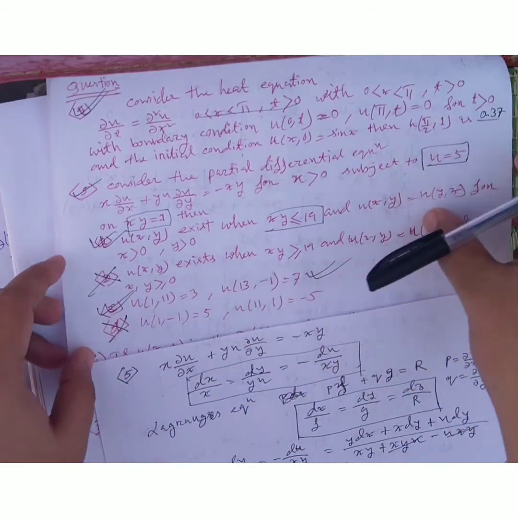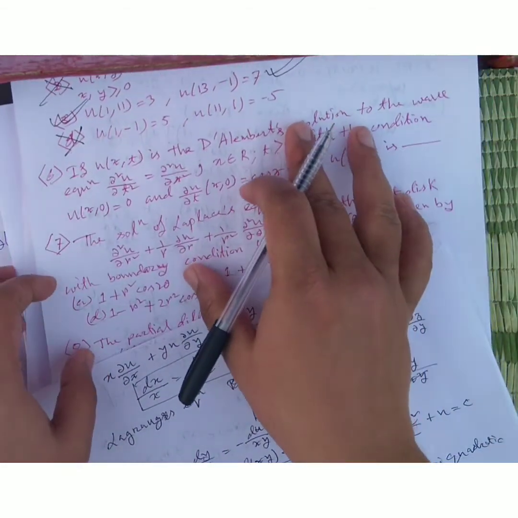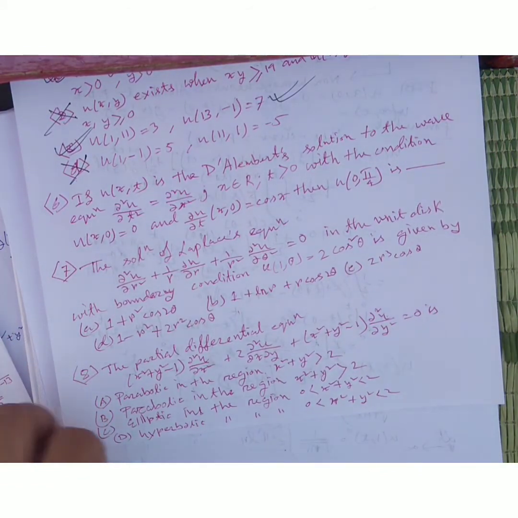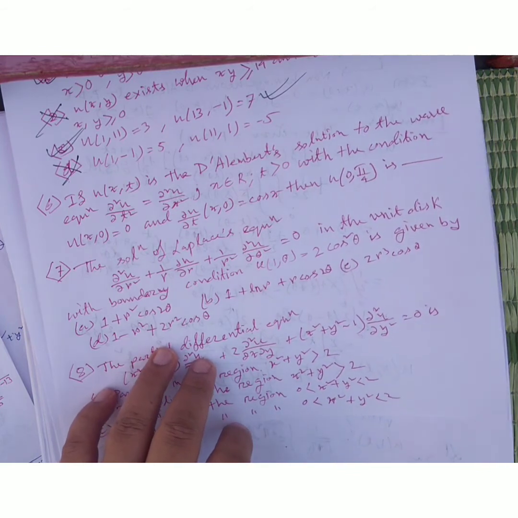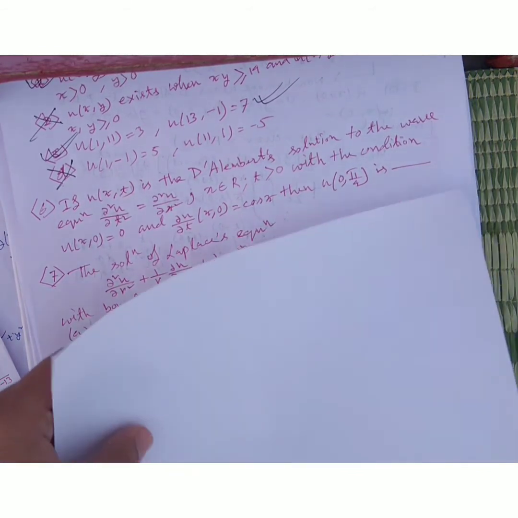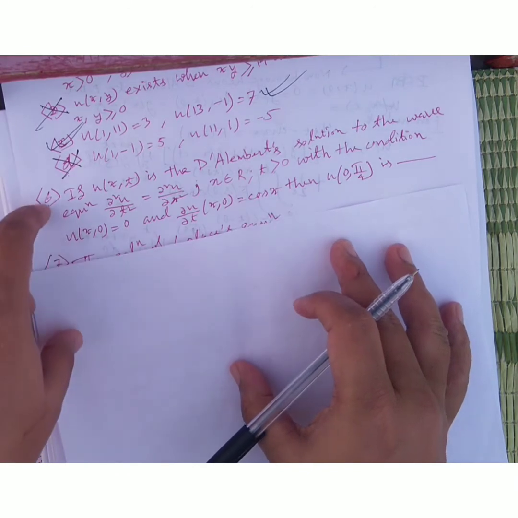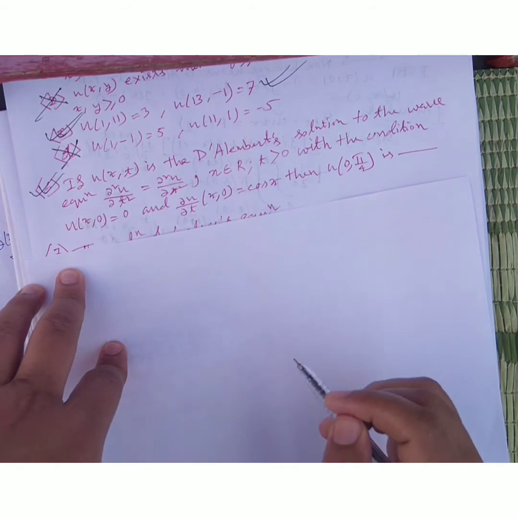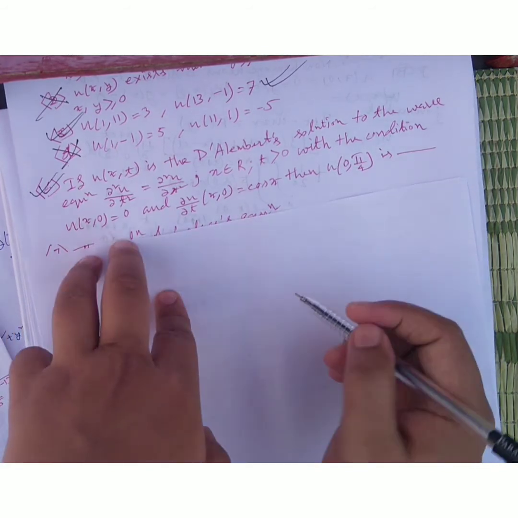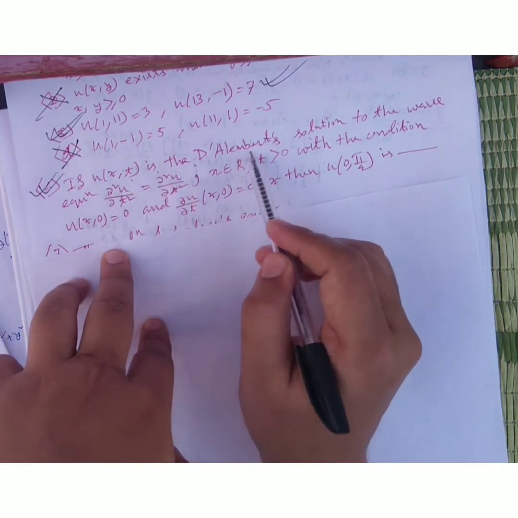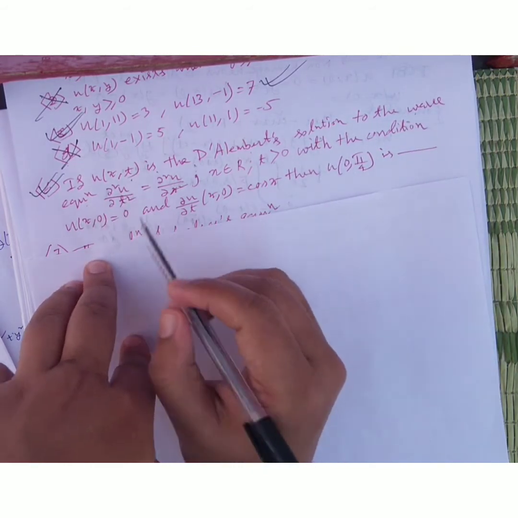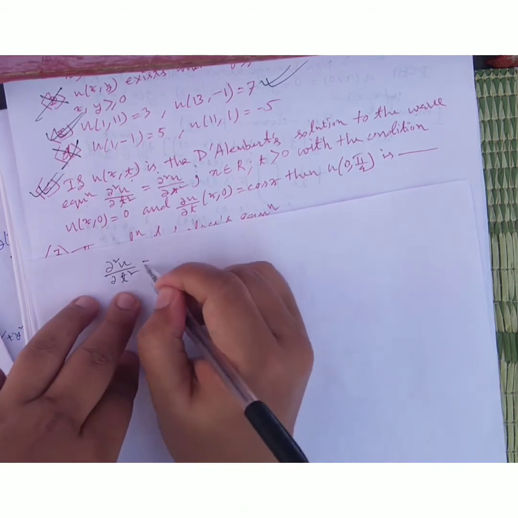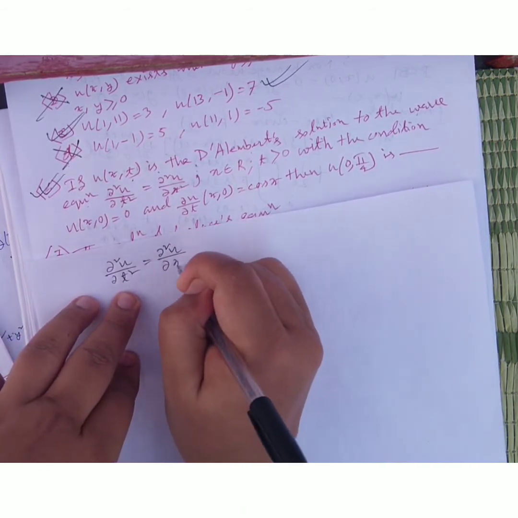Let's go to another problem. The question is from D'Alembert solutions to the wave equation. In case u(x, t) is the D'Alembert solution to the wave equation, del square u divided by del t square equals del square u divided by del x square.